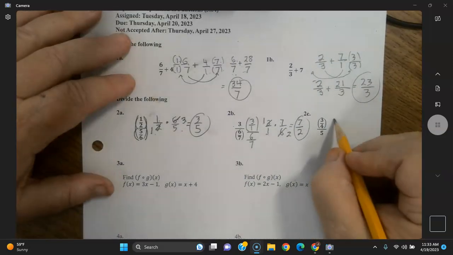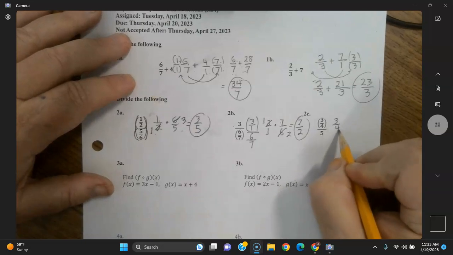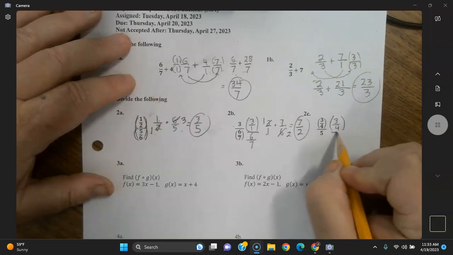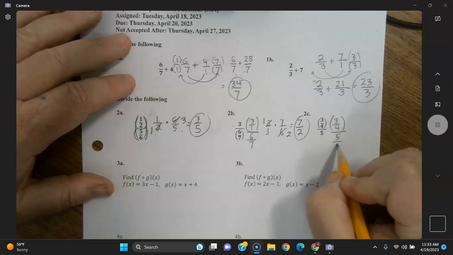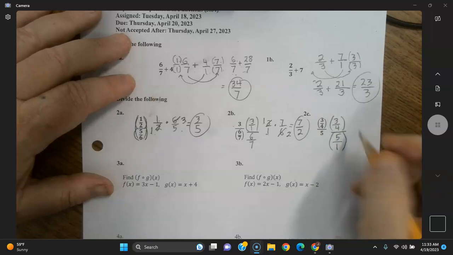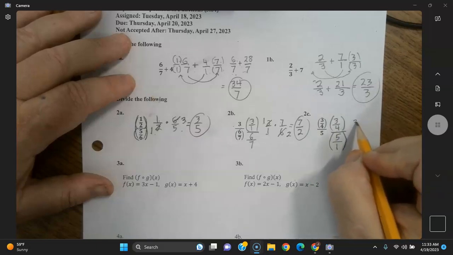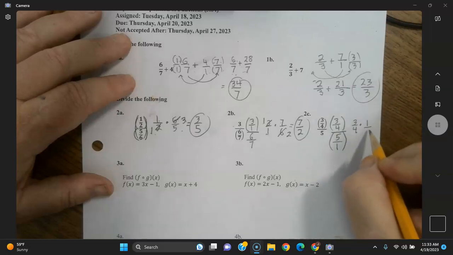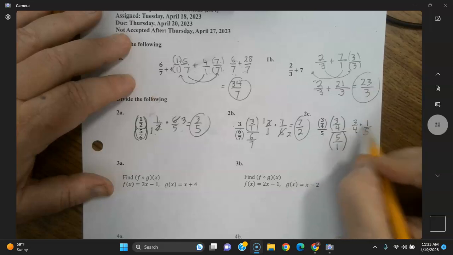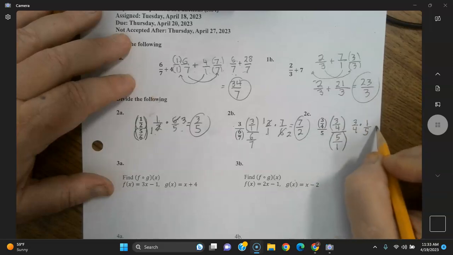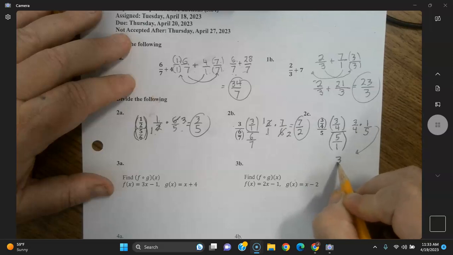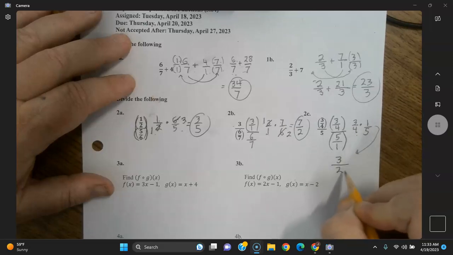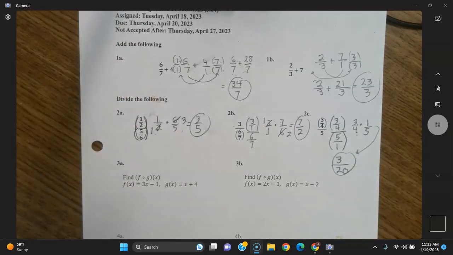Same thing if it's on the bottom, it's 3/4. Turn the 5 into a fraction, so it's 5 over 1. Okay, now we come up here, it's 3/4 times 5 over 1 flipped over is 1 over 5. Nothing cancels there. 3 times 1 is 3. I'll bring it down here. 3 times 1 is 3, and 4 times 5 is 20. So that's your final answer.